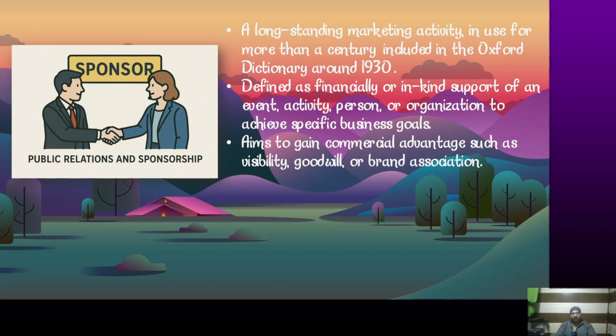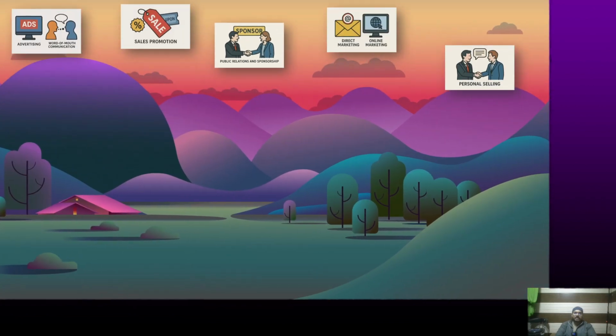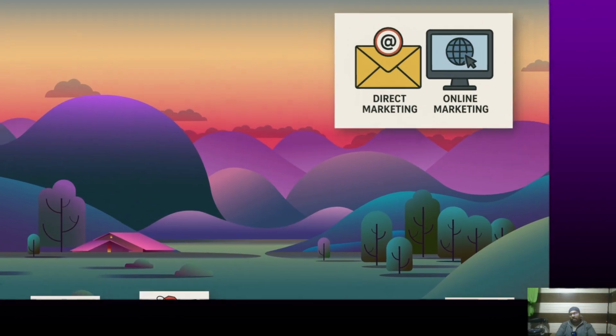So, for example, if you have organized, let's say, a blood donation camp, when you sponsor that event, that event will openly advertise that this blood donation camp has been organized by such and such company. So this is good for the visibility. You will be more visible. It will create your goodwill in the market, and the people will associate your brand to that goodwill. And then finally, the sponsor is the individual who is supporting the event, and the sponsored is the person who is being supported. Now, after public relations and sponsorship, we have direct marketing and online marketing.